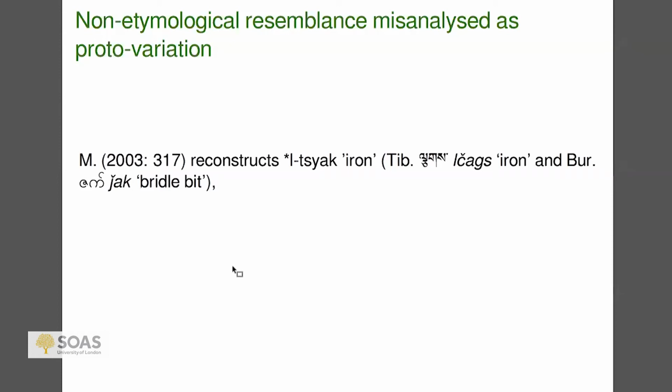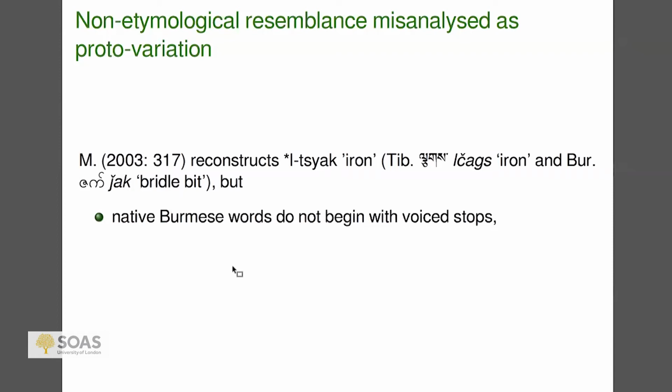Now looking at an example from Sino-Tibetan, Matisoff reconstructs a word lchak, meaning iron, that he sees as having cognates in Tibetan and Burmese. So chak in Tibetan and jak in Burmese. But native Burmese words never begin with voiced stops. So it can't be right. Also, the semantics, I think, are weak. Comparing iron to bridle bit, it's not impossible, but they're not strong.